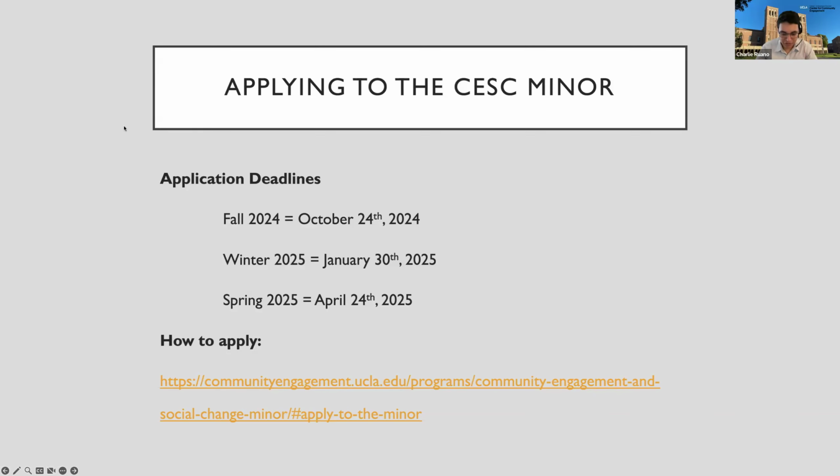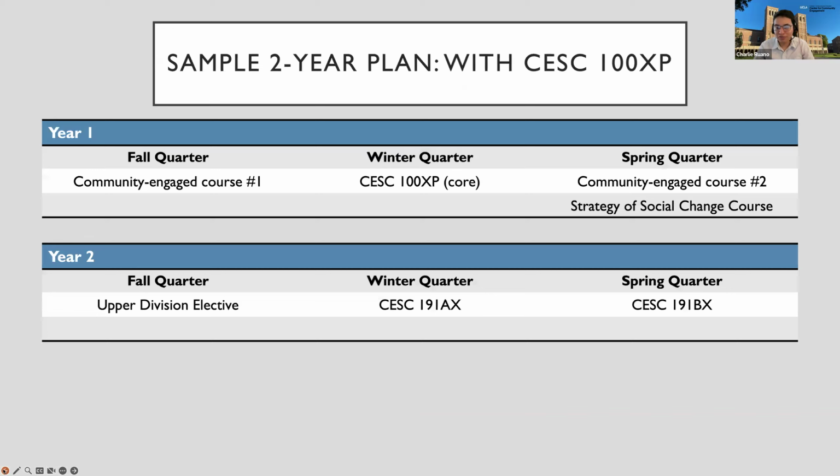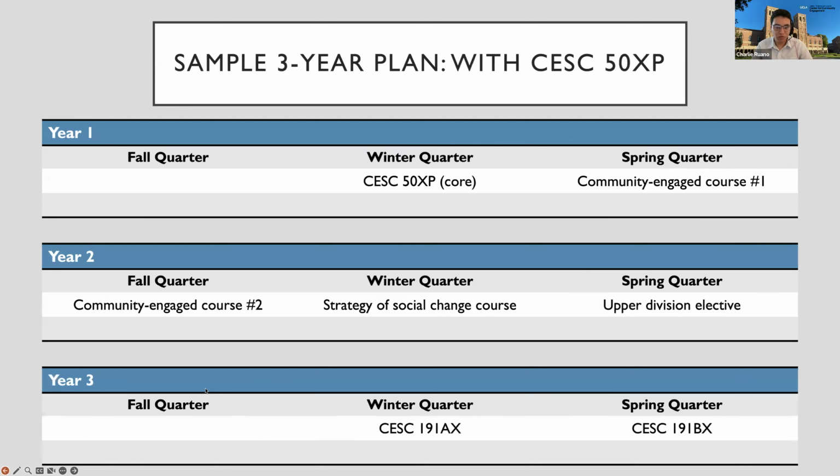Yeah, thank you for that. Just as she said, let's say you're still deciding if you want to be in the minor, but you're looking at these requirements and you're thinking, let me try 50 XP or 100 XP. You don't have to be in the minor to complete that course. Let's say you really like it and you're taking 50 XP and then you enroll into your first community engaged course and your second and you're still not in the minor, that's totally fine.